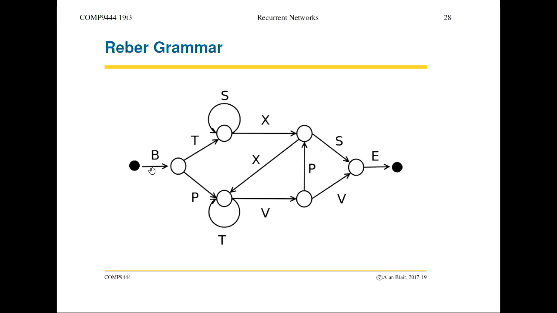And the task here is a prediction task. So the network at each stage is trying to predict the next letter, and if two letters are possible, then it should predict each of them with equal probability. So it should predict B first. There are 7 letters altogether: B, T, S, X, P, E, and V. And so there are 7 outputs.